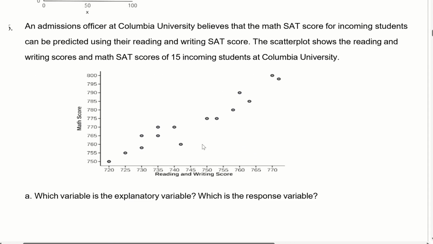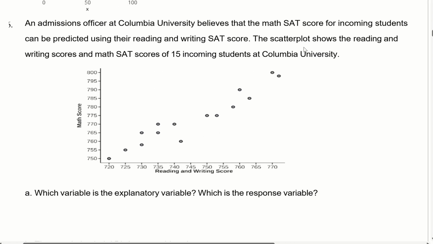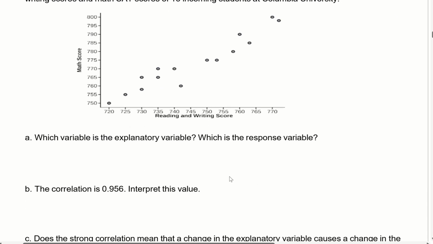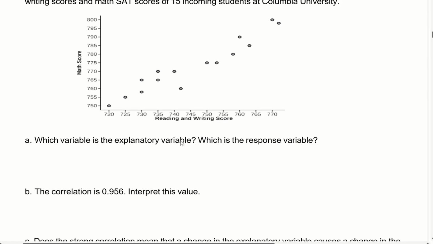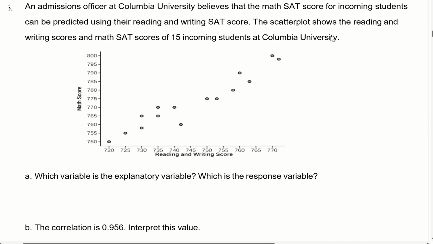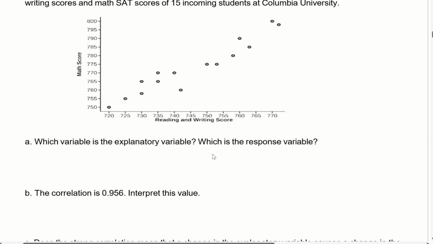Okay, so number 6, an admissions officer at Columbia believes the SAT math score for incoming students can be predicted using their reading and writing score. Okay, so it looks like we got something that appears to have that linear relationship. Which variable is the explanatory variable and which is the response variable? So from what they're saying, they believe the math SAT score can be predicted using the reading and the writing score. So therefore, they're using the reading and writing score as the explanatory variable, okay?